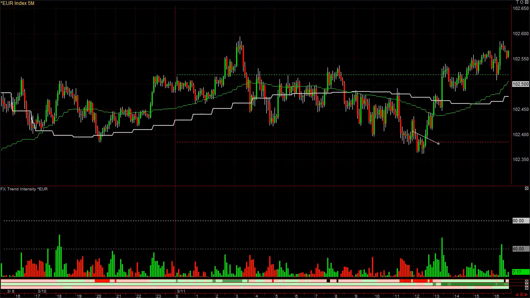And tomorrow I'll go over our new perfect oscillator, which really helps you almost to the pip time perfect entries and exits.